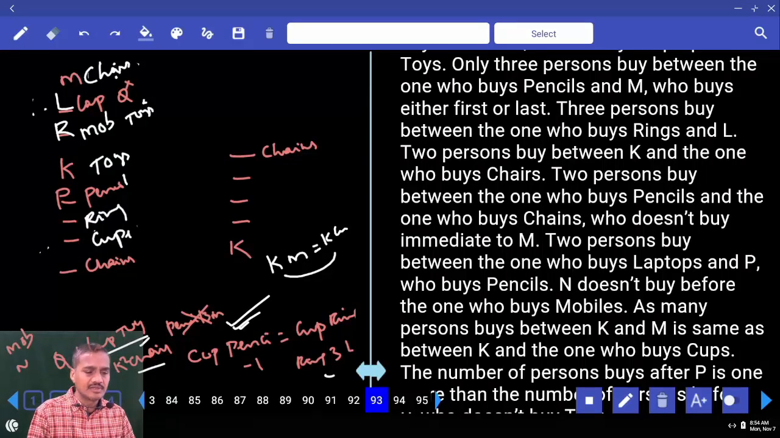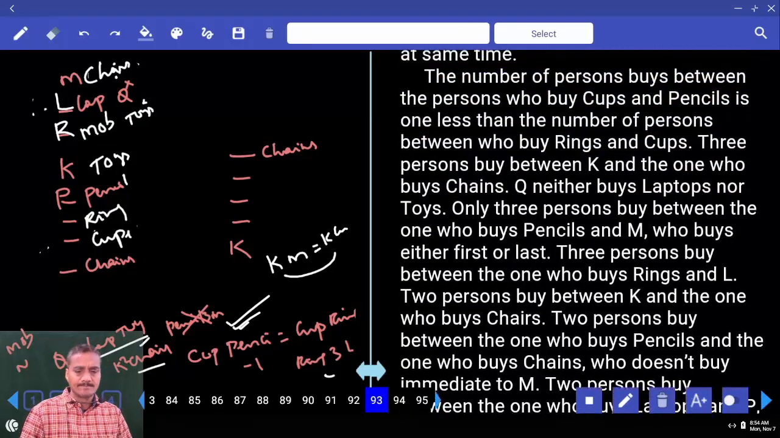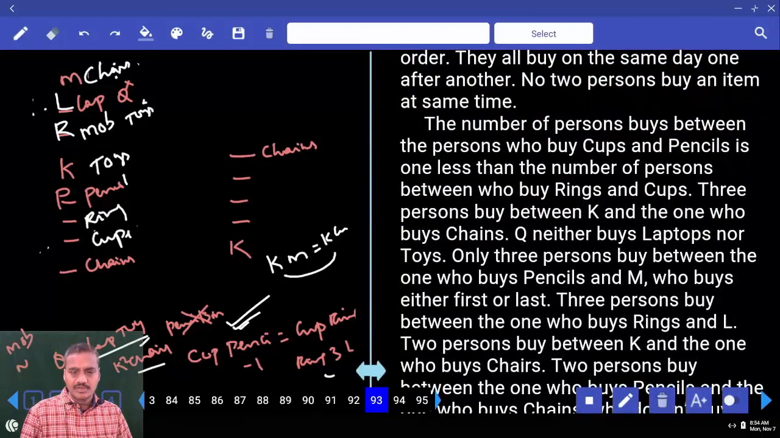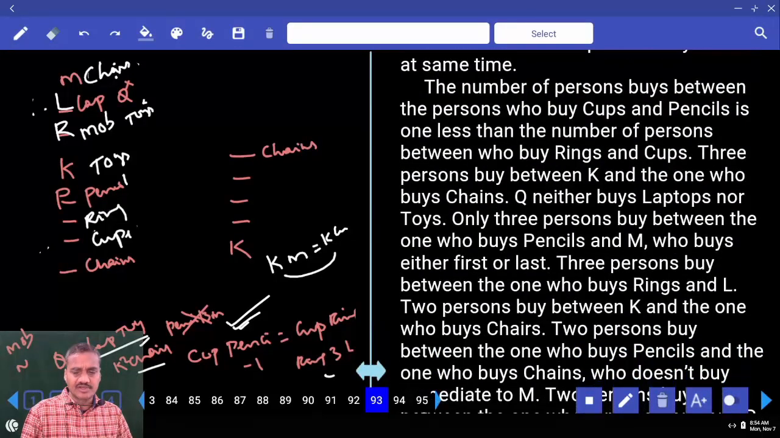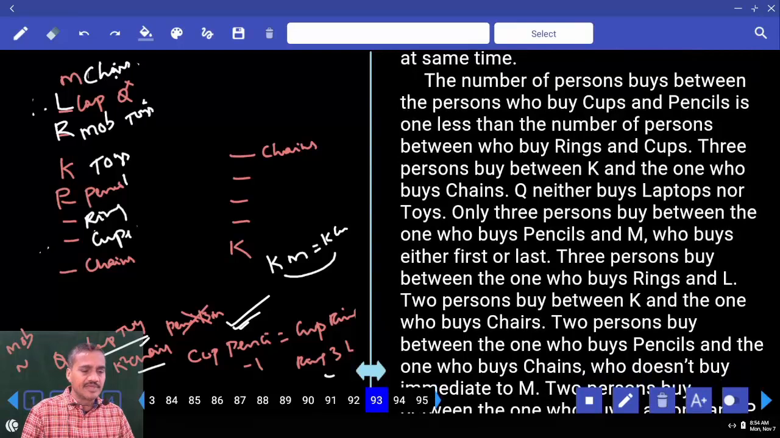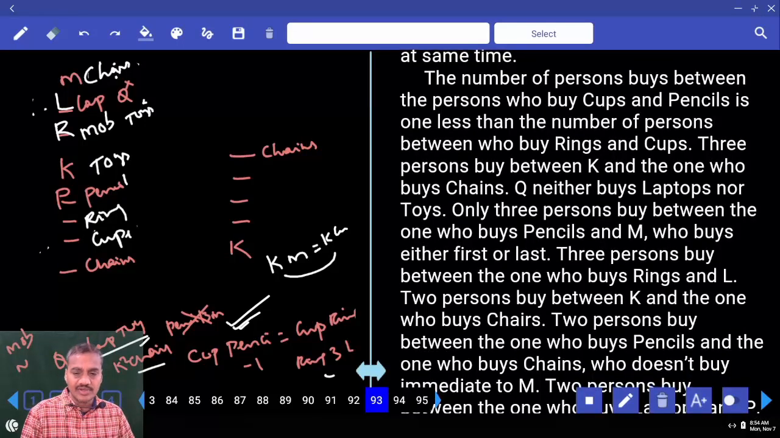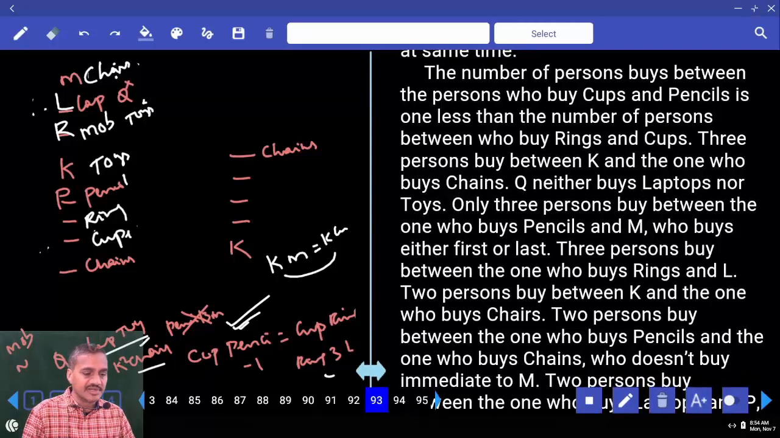Cup and ring? Cup and ring, cup and pencil. No. Number of persons between cup and pencil. How many are there between cup and pencil? 1. Is 1 lesser than the number of persons between ring and cup. How many are there between ring and cup? Ring and cup 0. As ring and cup is 0, hence where should this ring be?